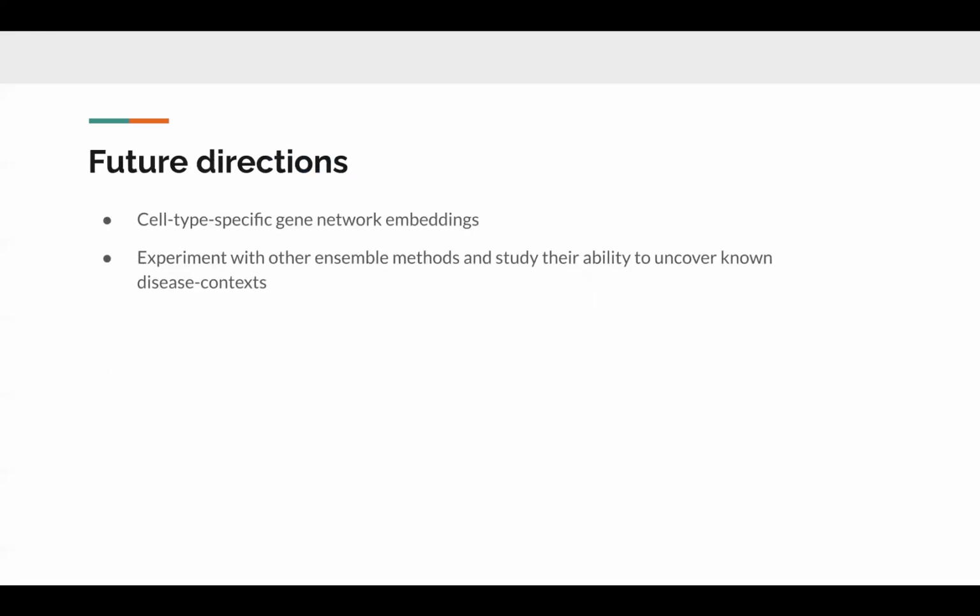In the future, we would like to take our approach one step further by generating cell type specific gene network embeddings using single cell RNA-seq data as our contextual information. In this way, it can help further understand disease context at the cell type resolution. We would also like to experiment with some other advanced ensemble methods and study their ability to uncover disease contexts as well.